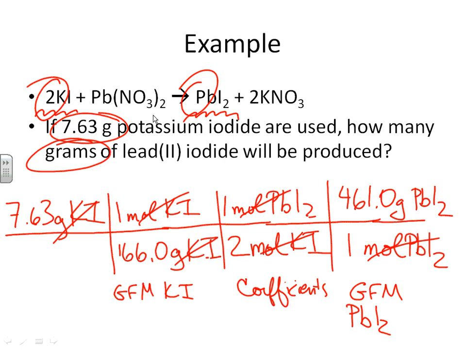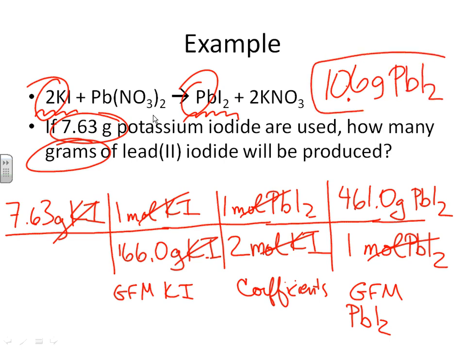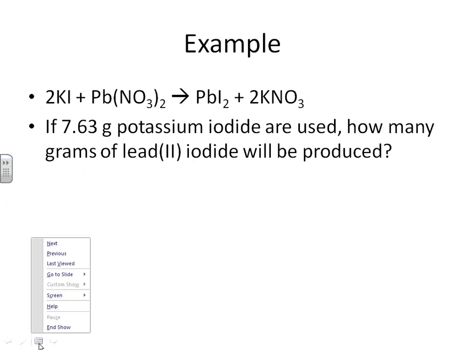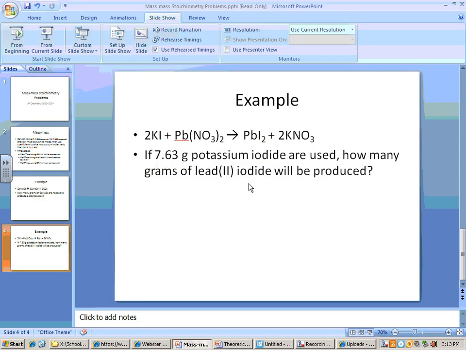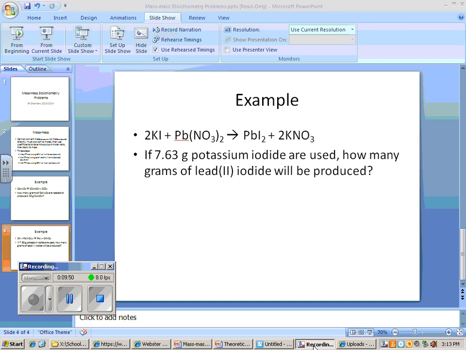When you go through this process, go through this math, plug it into your calculator. Hopefully you get 10.6 grams of PbI2, 10.6. So 7.63 grams of potassium iodide will produce, theoretically, 10.6 grams of PbI2 if the reaction proceeds as normal. Again, we're going to be seeing this pattern many times this year of taking information about one compound and turning it into information about another compound using the molar ratio from the coefficients.